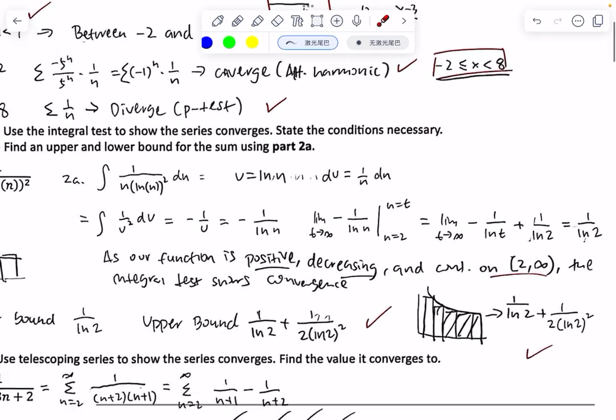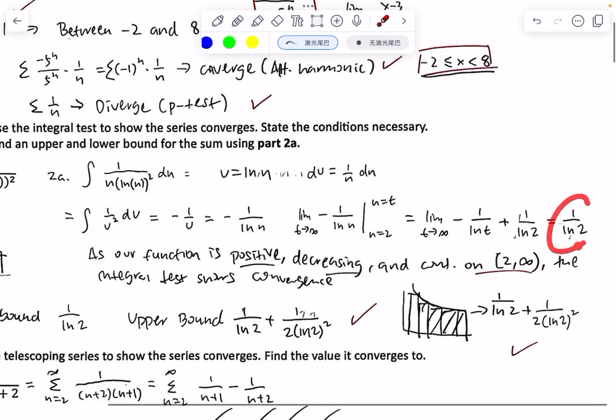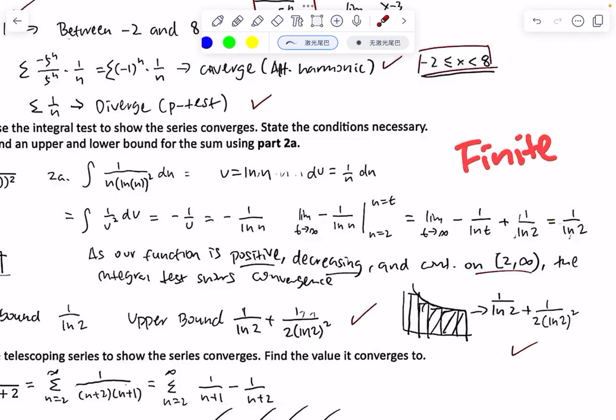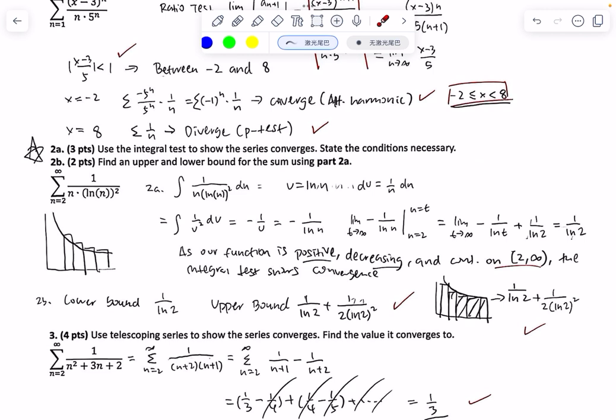And what does this show? Because 1 over ln 2 is a finite value, we can say that because our function is positive, decreasing, and continuous, the integral test shows convergence. Remember these three conditions, right? The integral test only works if the function is positive, decreasing, and continuous.